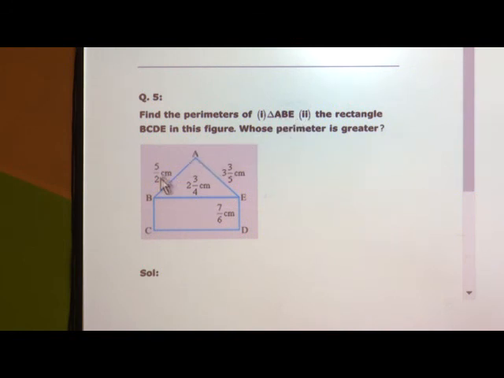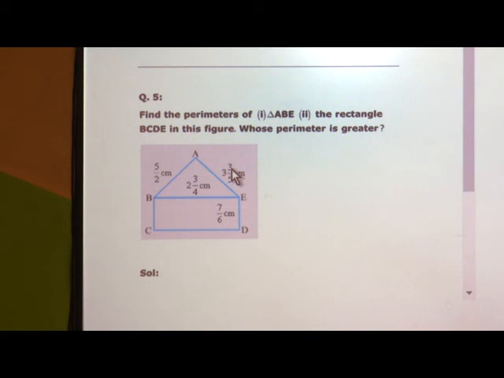Here we have one triangle, that is ABE. One side of the triangle is 5 upon 2 centimeter, another side is 3 whole 3 upon 5 centimeter, and the base of the triangle is 2 whole 3 upon 4 centimeter. You might be worried, madam, how to do this, because some are mixed and some are improper fractions. Mixed fractions, first we have to convert into improper fractions, and you know what the perimeter of a triangle is.